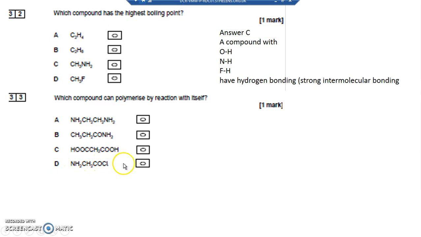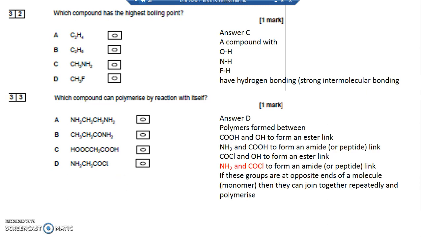It would form a series of peptides or amide links and release HCl in a condensation reaction. Your answer is D.